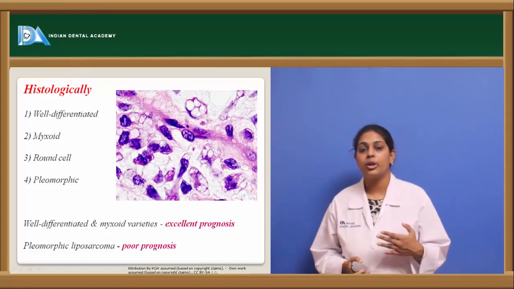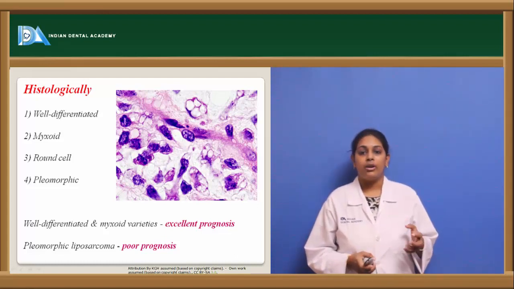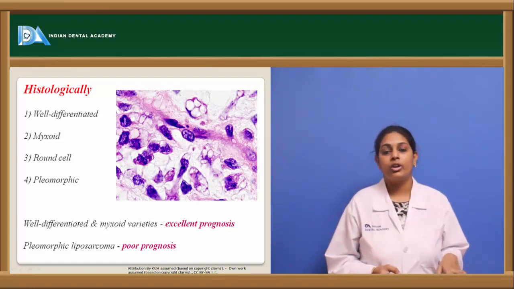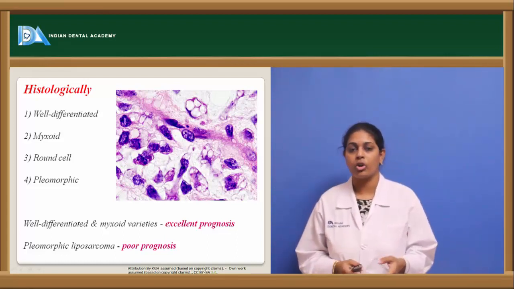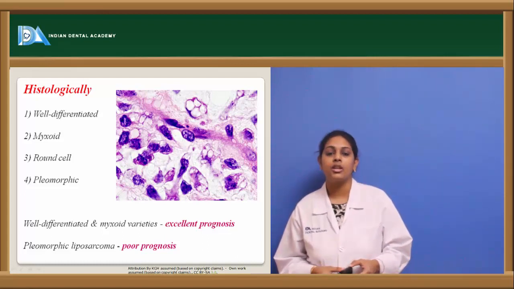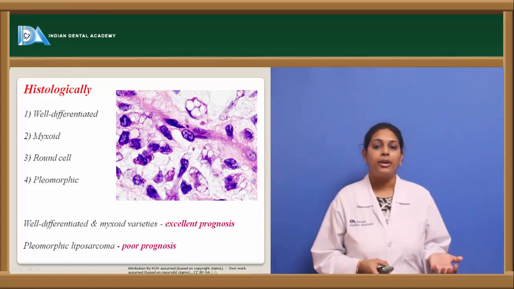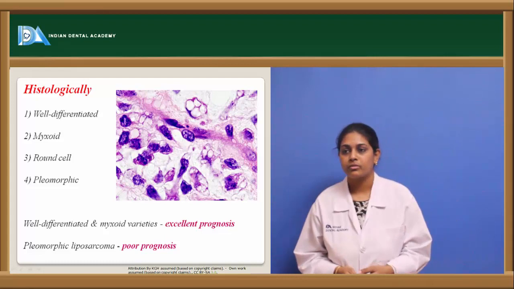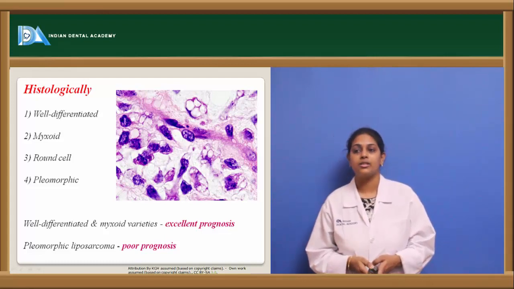And coming to the prognosis, the well differentiated liposarcoma and the myxoid variant of the liposarcoma usually have an excellent prognosis, but it is a poor prognosis in the case of pleomorphic liposarcoma, since pleomorphism is an atypical or dysplastic feature of a malignant tumor. So this is about liposarcomas.